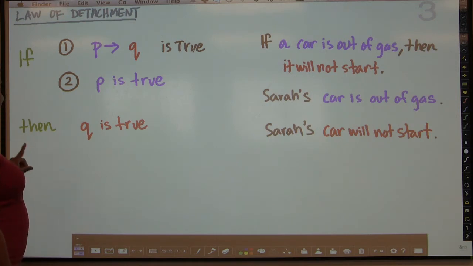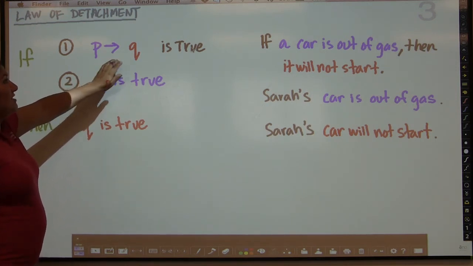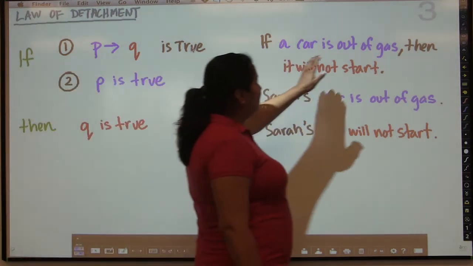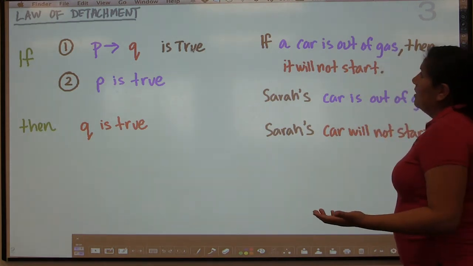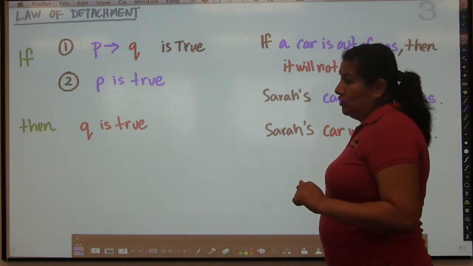So the first thing has to happen. You have a conditional. P implies Q. The conditional needs to be true. It needs to be a true conditional. So over here we have, if a car is out of gas, then it will not start. That is a true conditional. Okay? Then the second part comes. P has to be true.